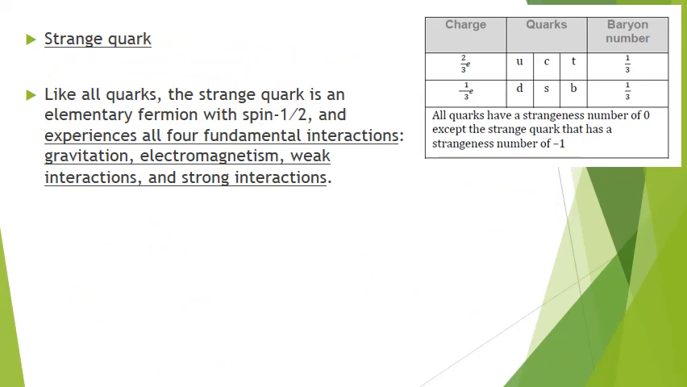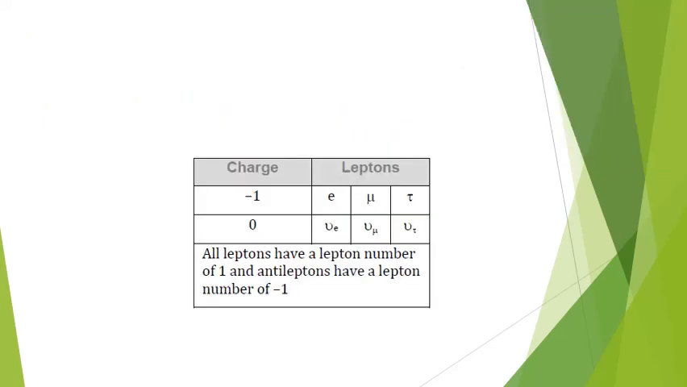Now, the strange quark is a little bit different because the strange quark interacts with all 4 fundamental forces: gravitation, electromagnetism, weak, and strong. And so, if you look at the comment down here, all quarks have a strangeness number of 0. The strange quark has a strangeness number of -1. It's the only one like that.